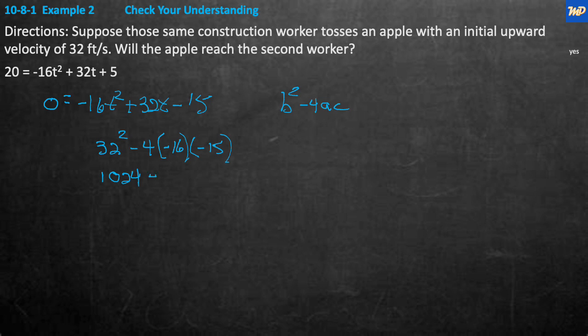Minus, and if you multiply all these up, you're going to get 960. Okay, so 1024 minus 960 is 64, right? 64. And this is a positive number. So the answer is positive 64. So will the apple reach? The answer is yes. Okay, good work.